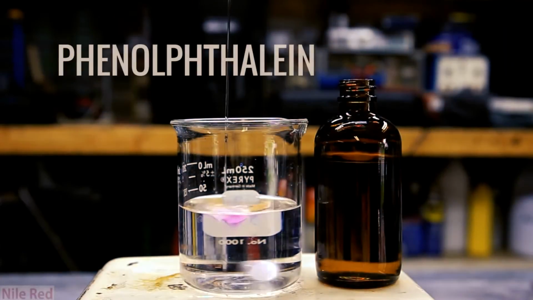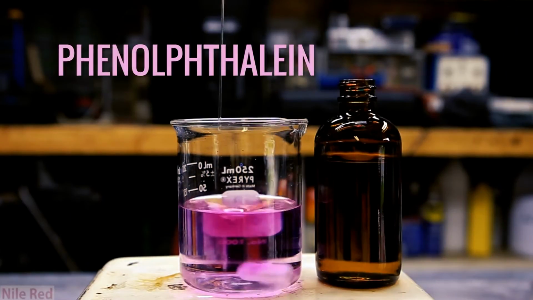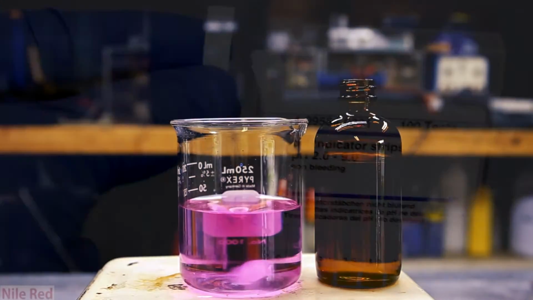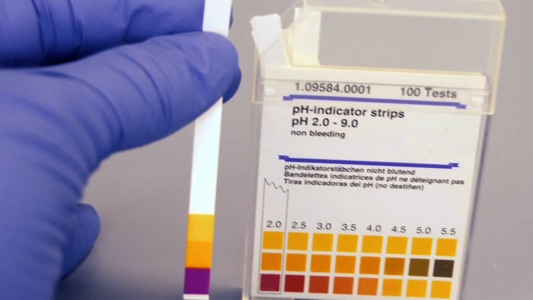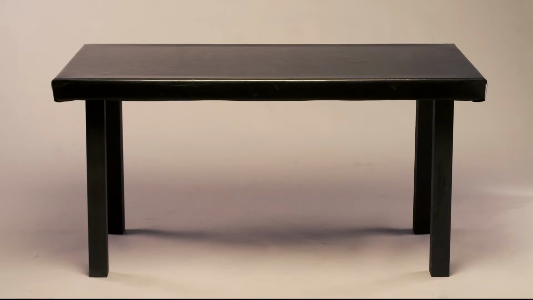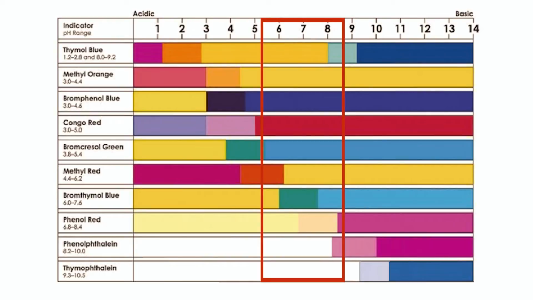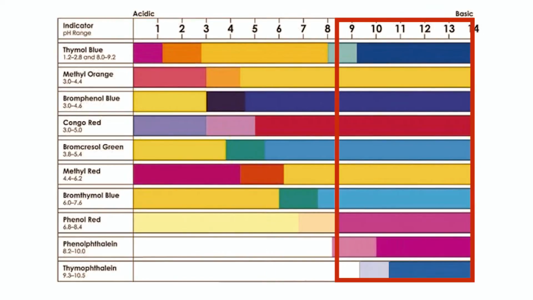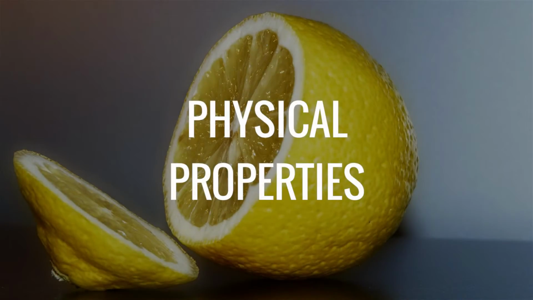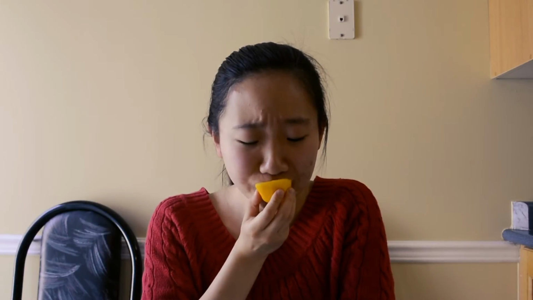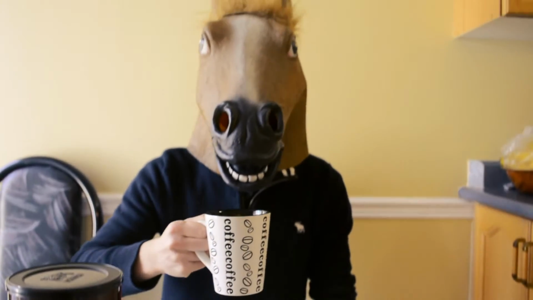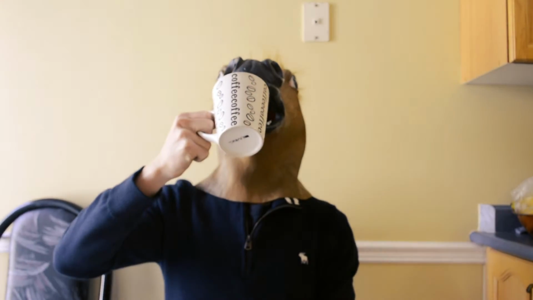Indicators such as phenolphthalein change color depending on the pH of the solution they come in contact with. They can be used to determine whether a substance is basic or acidic. Here's a table. As a general rule, we can say that neutral solutions do nothing to the indicator. Acids provoke warm colors, and bases provoke cold colors. Acids have sour tastes. A lemon is a good example of this. Bases have a bitter taste. Coffee is an example of a base.